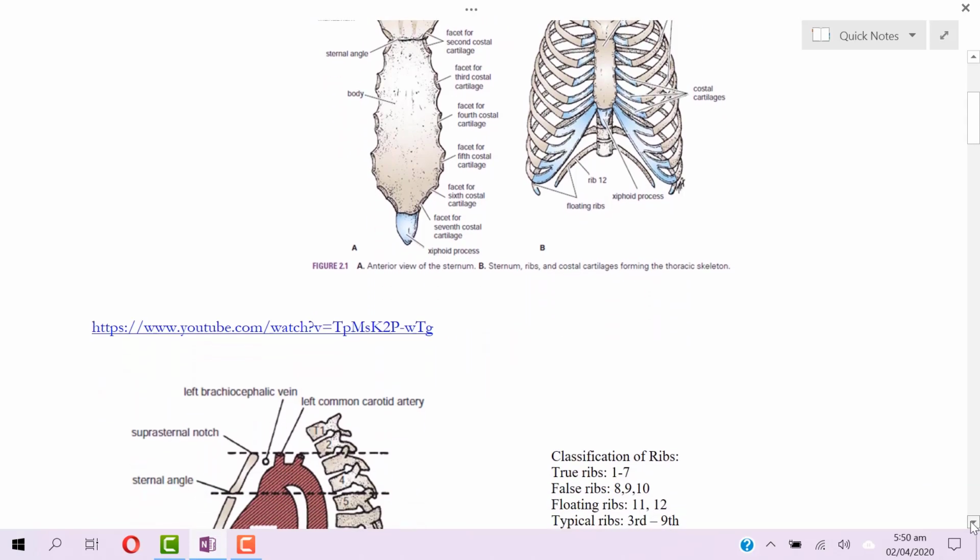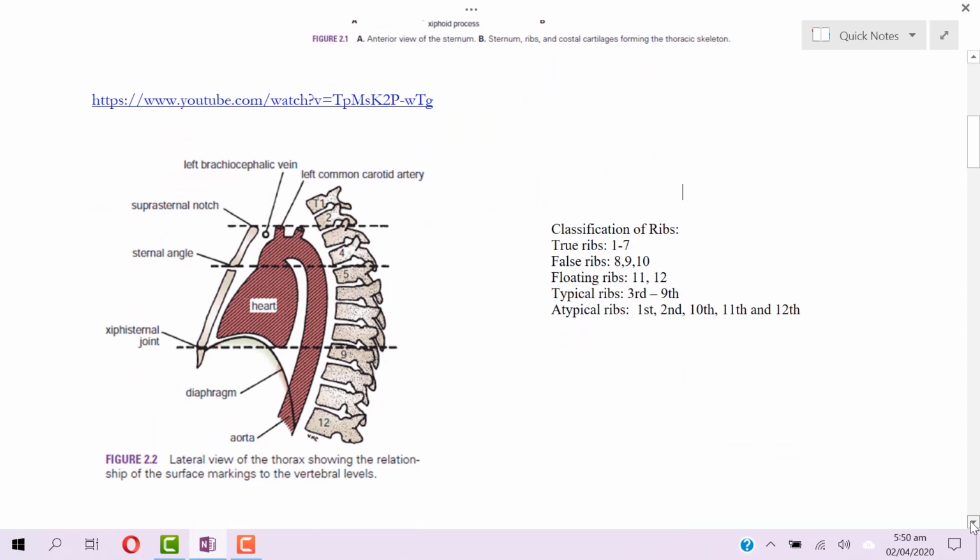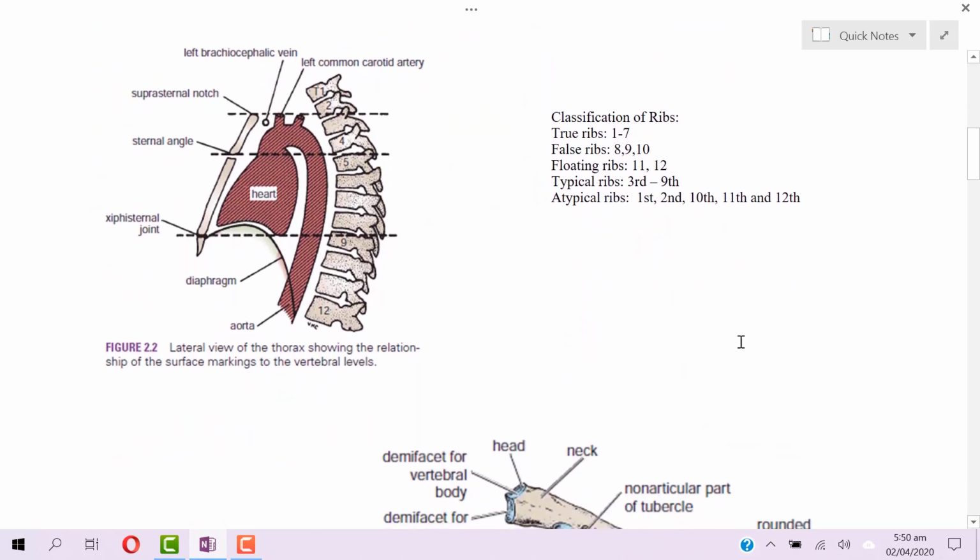This is one classification. Now there is another classification also in which we classify the ribs into two categories, which are typical ribs and atypical ribs. Typical ribs means they have the same features. Ribs number 3, 4, 5, 6, 7, 8, and 9 are typical ribs. They are the same. But there are some ribs which are atypical. They have special characteristics. First rib, second, 10th, 11th, and 12th are atypical ribs.